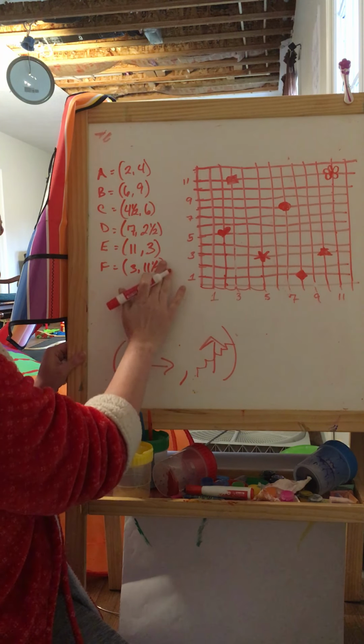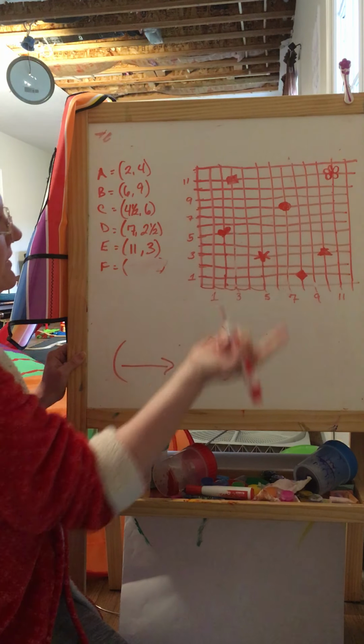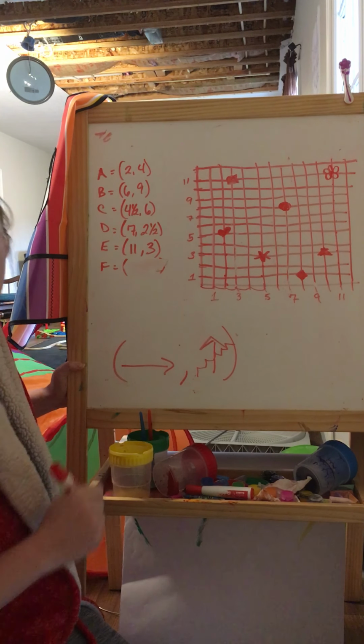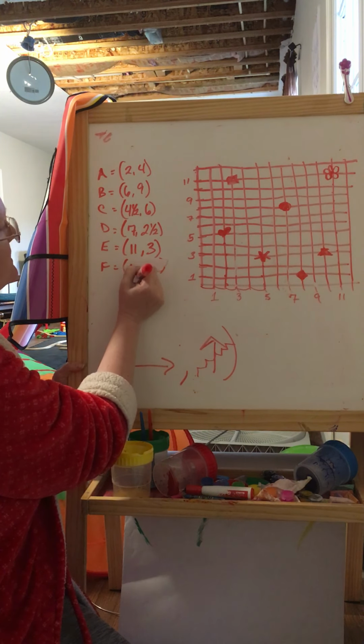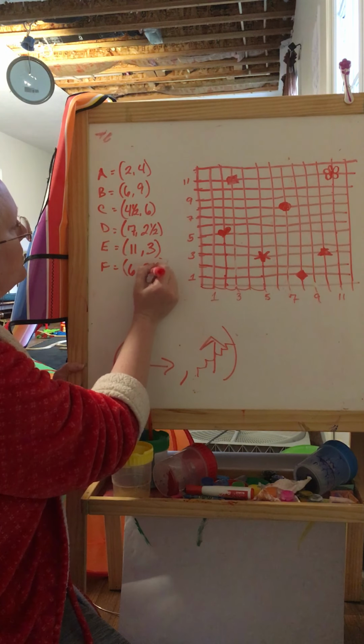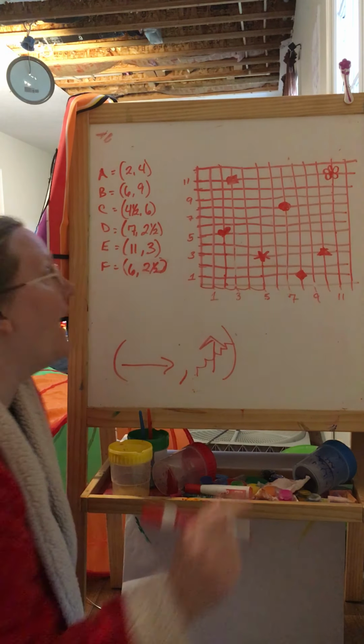That's going to be hard. I can't do that one. That one's got a square on it, almost. Because the square was at 3, 11, so 11 and a half would be still kind of on the square because it's a big square. So let's do 6 and 2 and a half. Okay. So we have 3 of them here that have a half mark.